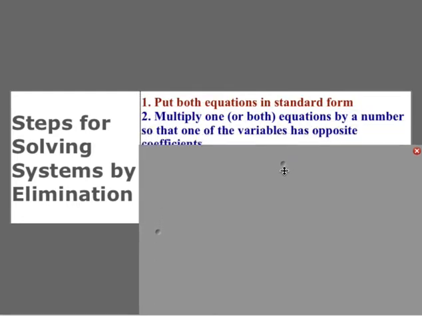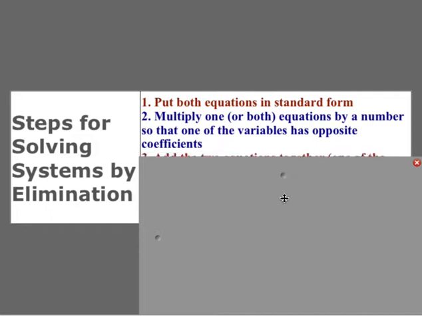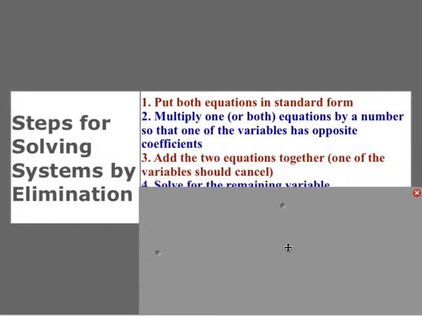So the first thing you need to do is make sure that both of your equations are in standard form. Now remember that standard form is ax plus by is equal to c, and that c represents the constant, just a number, and that needs to be over on the other side. Then you're going to multiply one or both of the equations by a number so that one of the variables has opposite coefficients. Then you're going to add the two equations together.